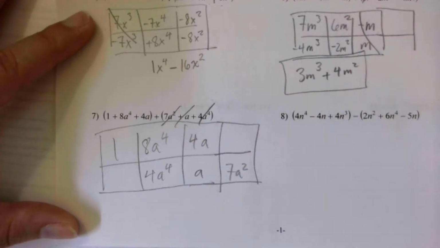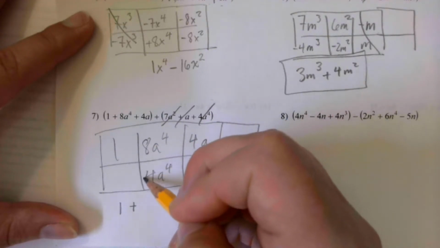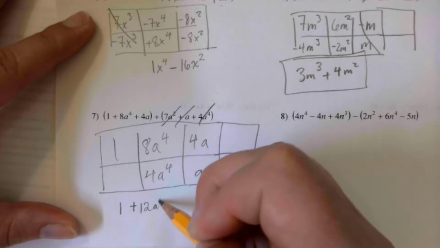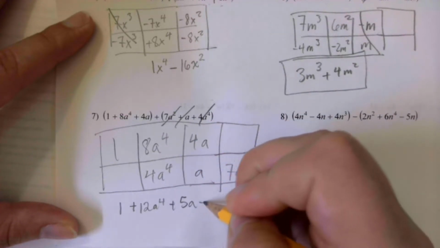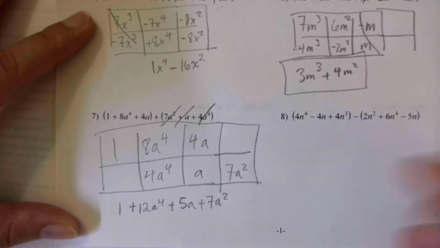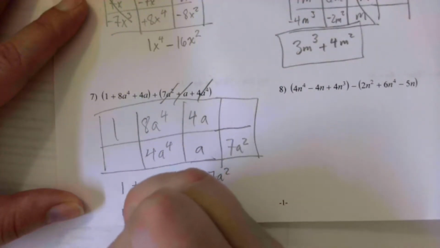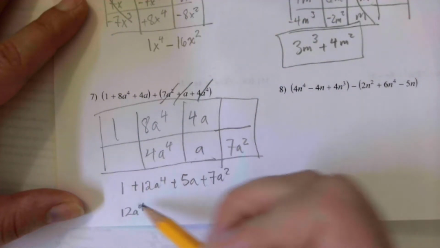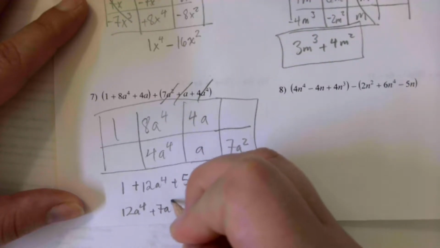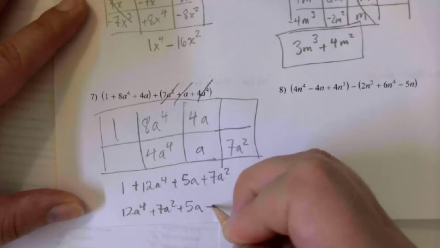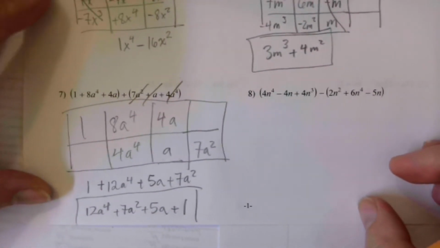Everything's positive, don't need to switch any signs, just bring it down. 1, don't forget your plus signs. 8, 9, 10, 11, 12. 4, 5. And 7. And then I'm just going to put it in the right order. Biggest power to smallest power. 4th power, I don't have any thirds, but I do have a 2nd power. I do have a 1st power, and I have a 0 power, or a constant.